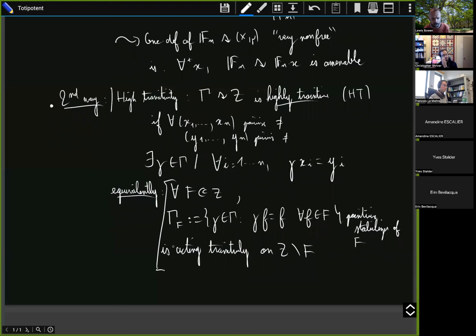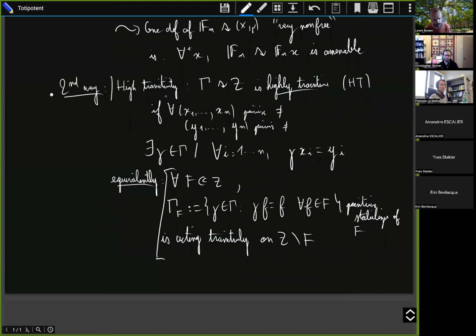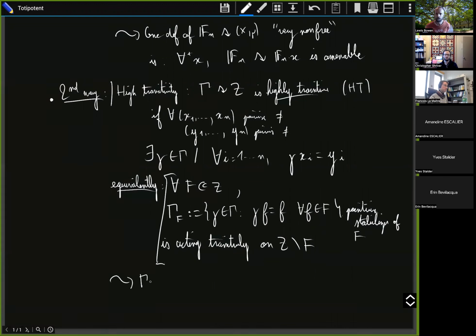I won't say more about this notion, but of course, when you have a free action, then it is very far from it, because it is a simply transitive action. Once you fix where one point x1 goes, you have no choice for where the other xi's are going. So this is again, let's say, that also a PMP action of Fn on X, mu is very non-free.